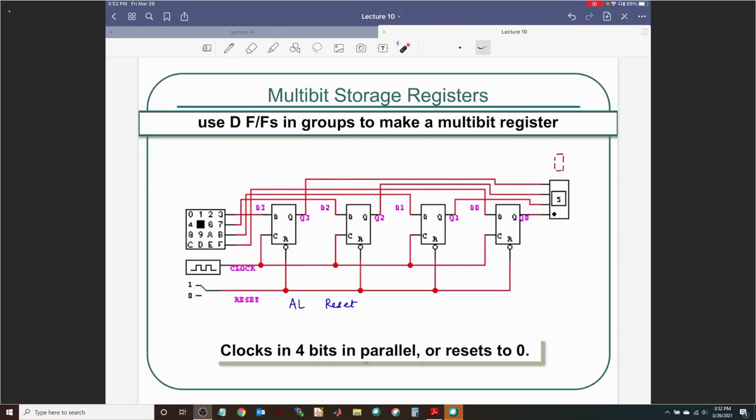You don't know immediately, so that is the differentiation between a synchronous clock and an asynchronous clock. Asynchronous reset versus synchronous.